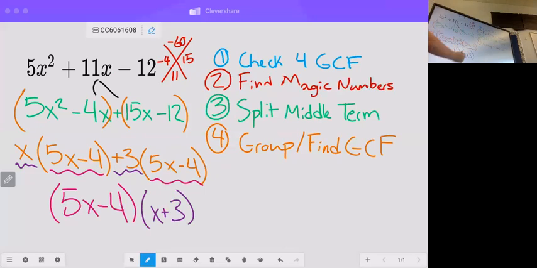Okay, and that's how you write it. If this makes more sense to you than the box method, then you should do it this way. Okay, hopefully that helps. Let me stop.